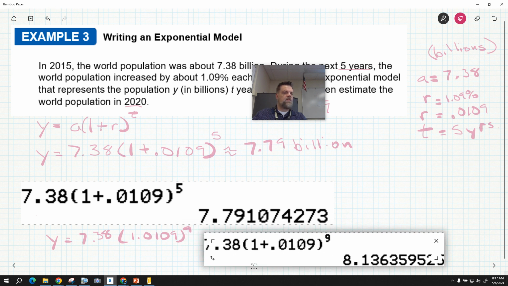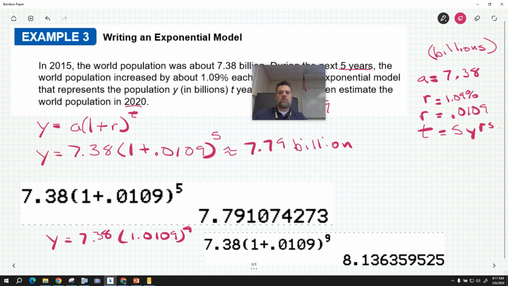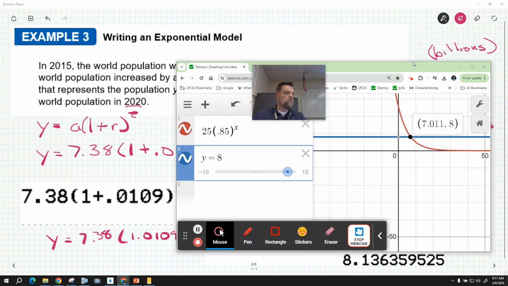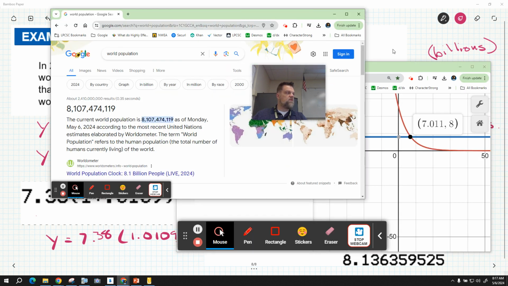How can we verify that? Just look it up. That's what it is right there. That's what we use math for. That's why you guys learn all this stuff. And by the way, the year isn't over, right? We're about halfway through the year. It's pretty close.